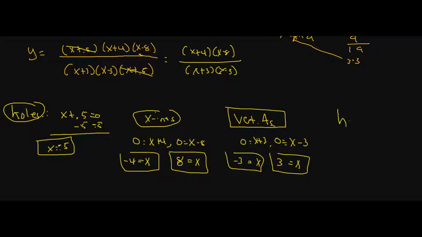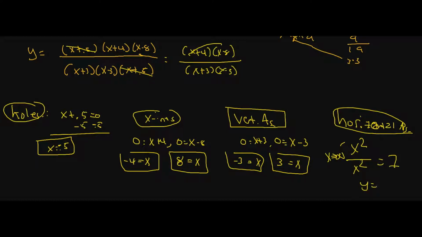Okay, now to find the horizontal asymptotes, well, on the numerator we have x times x, so we're going to get x squared over x squared, and as x goes to infinity, like the previous example, it's just 1, so y is equal to 1. Perfect. And there it is. That is the situation we dealt with.